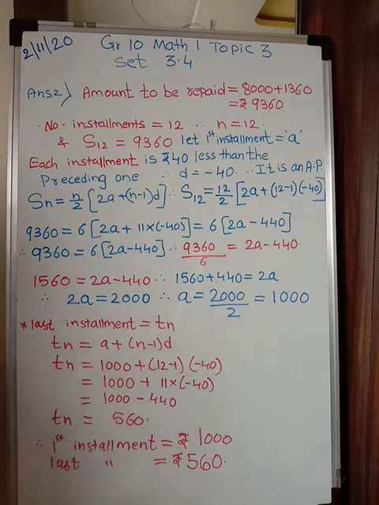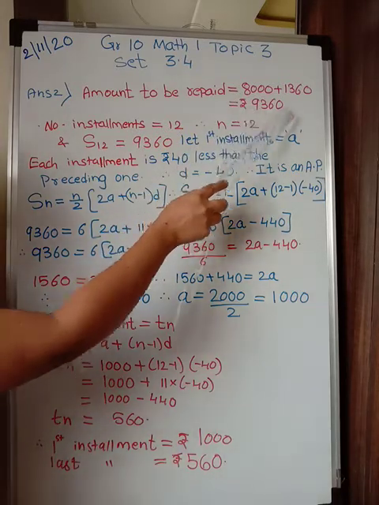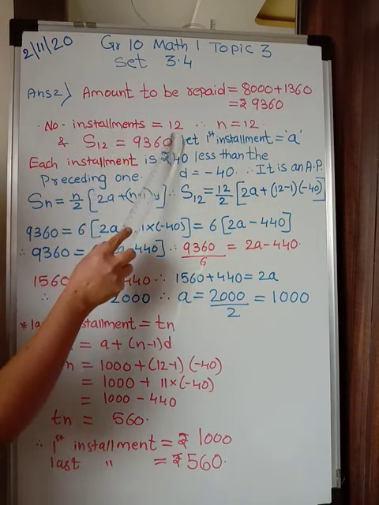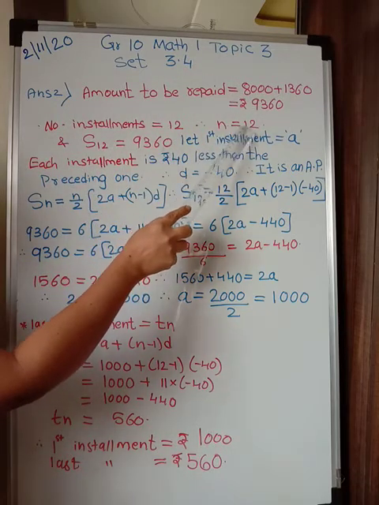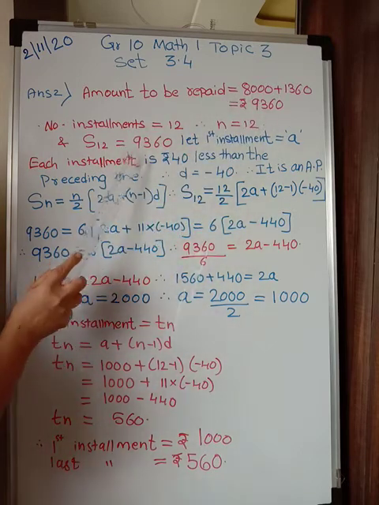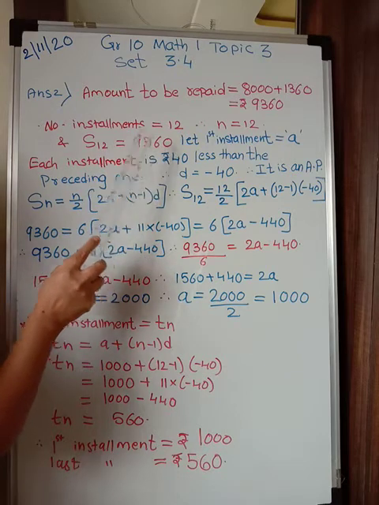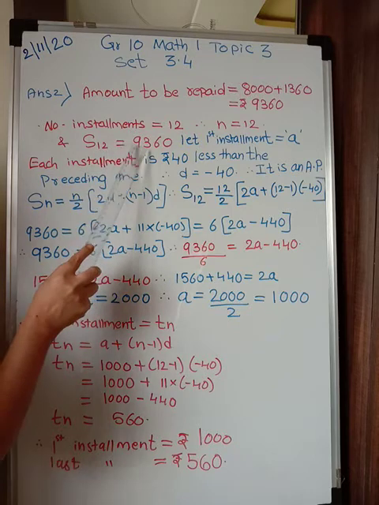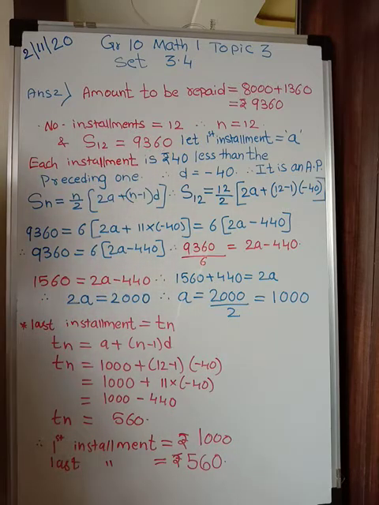Alright. And this amount he has agreed to pay in 12 installments. So, number of installments are 12, so we have n is equal to 12. And what is the total amount he is going to pay in 12 installments? It is 9,360. So, sum of all the 12 installments, therefore S12 will be 9,360. Okay, have you understood this? Why 12 installments? It has been given that he has agreed to pay in 12 installments.